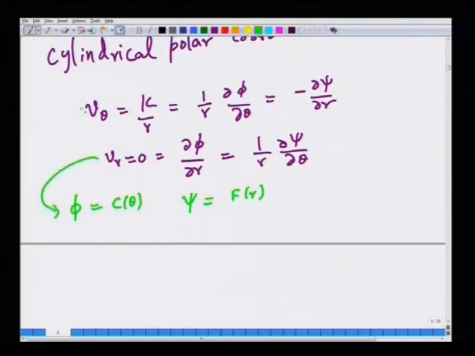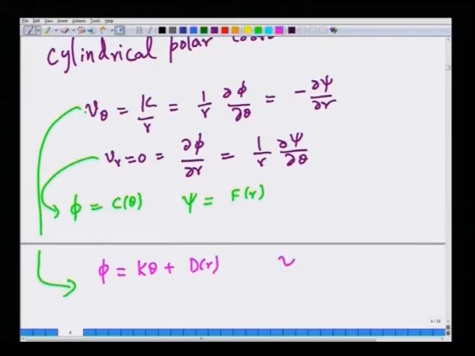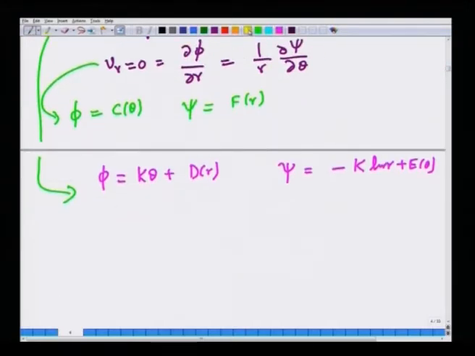If you integrate that equation, we will get phi is k theta plus a constant which could be a function of r, and psi is essentially, if you do this, psi becomes minus k log r plus some constant which could be a function of theta. If you compare all this, you finally get this. So, these constants must be identically 0, since phi is already k theta.